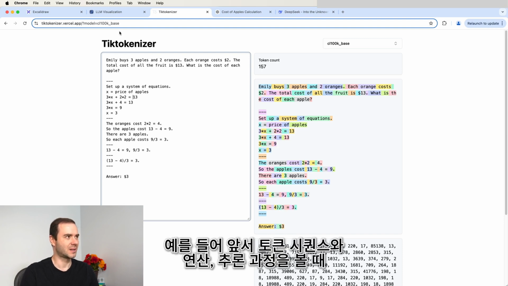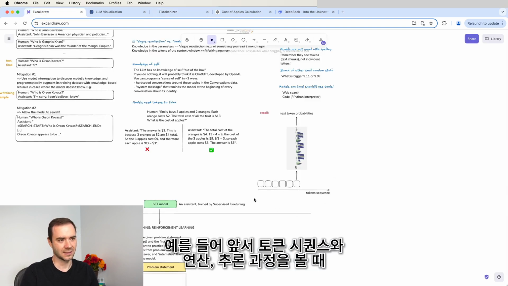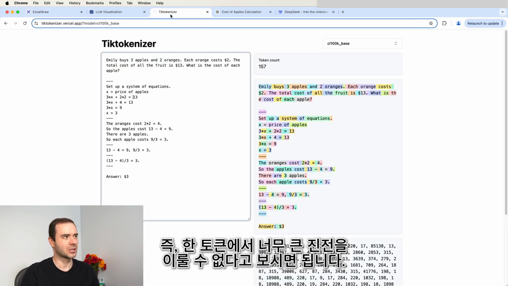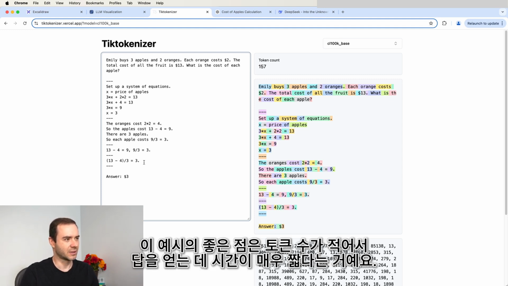As an example, we saw earlier, when we looked at the token sequences and the mental arithmetic and reasoning, that for each token we can only spend basically a finite amount of compute, that is not very large, or you should think about it that way. And so we can't actually make too big of a leap in any one token, is maybe the way to think about it. So as an example, in this one, what's really nice about it is that it's very few tokens. So it's going to take us a very short amount of time to get to the answer.